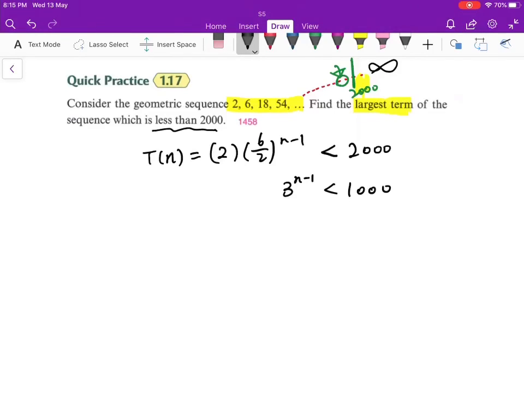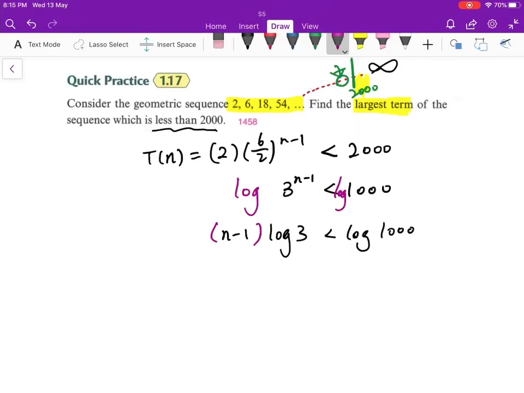So how can we do it? This time, no choice. The only thing you can do is adding log. When you add log, the power goes to the front. A lot of students will do it like that. Sorry kids, I would say that you are wrong. Make sure that you give me a bracket, because n minus 1 is a whole term. So when you have this, the next step is to divide by log 3. Log 1000 is free, if you already remember it.